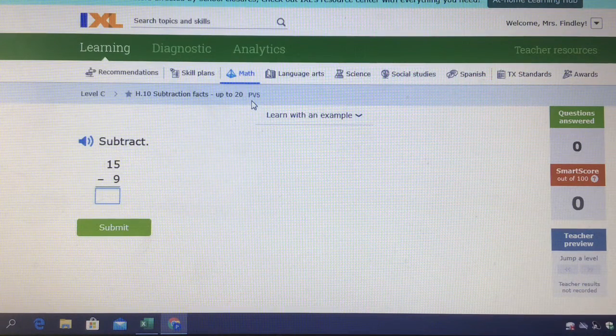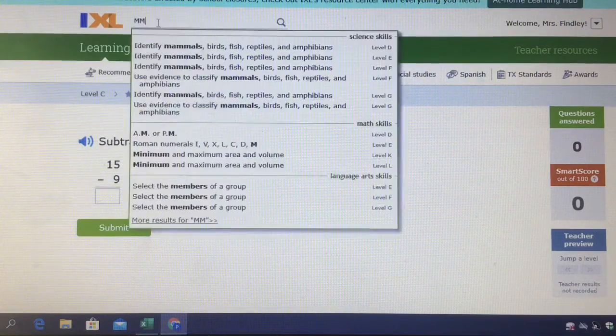Right, there it is. We're going to go ahead and move on to the next skill that I want you to work on, which is MMS.